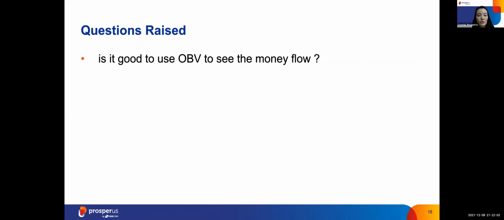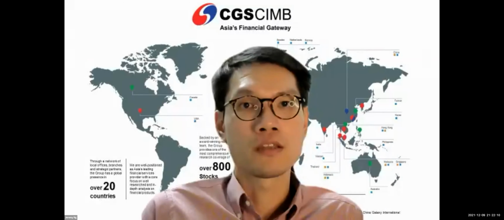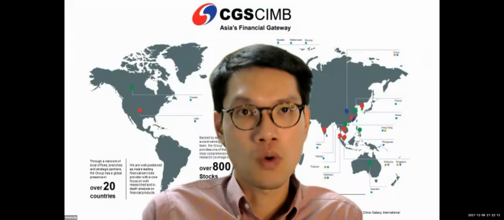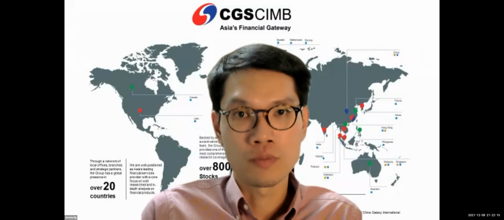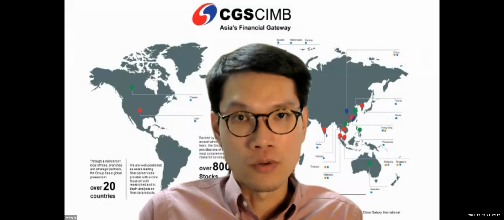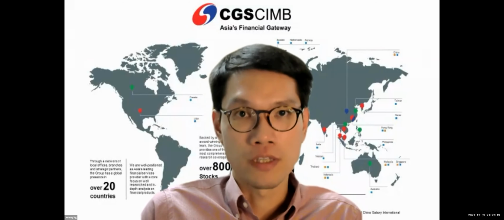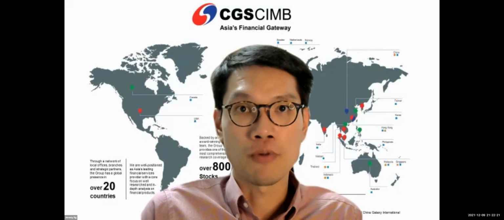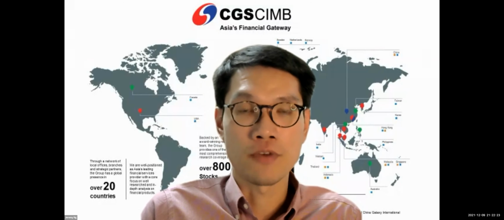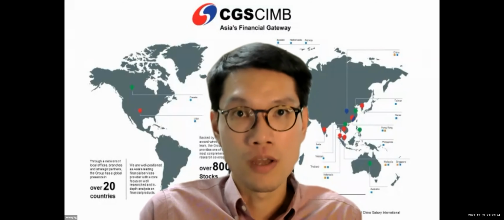Is it good to use OBV to see the money flow? Yes, to a certain extent, but again, OBV isn't really much used by the community. So henceforth, the relevance of it in terms of looking at it on the price action chart will likely be less relevant as well. Again, what we would like to do looking at TA is to use things that are widely used or mostly used by the community.